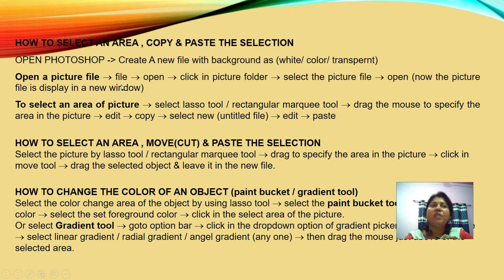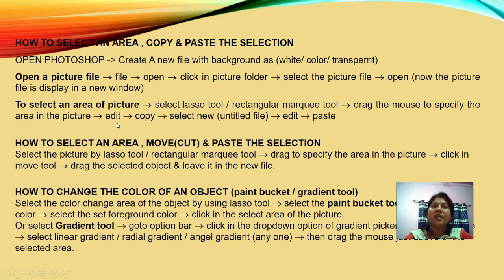So why are you opening this picture file? Because from the picture file you have to select some area and copy it and paste it where? Paste it on your new file, that is your untitled file. Okay, then to select an area of the picture, the procedure is you select the lasso tool or your rectangular marquee tool also. Okay, these tools are used for selection purpose. Drag the mouse to specify the area in the picture.